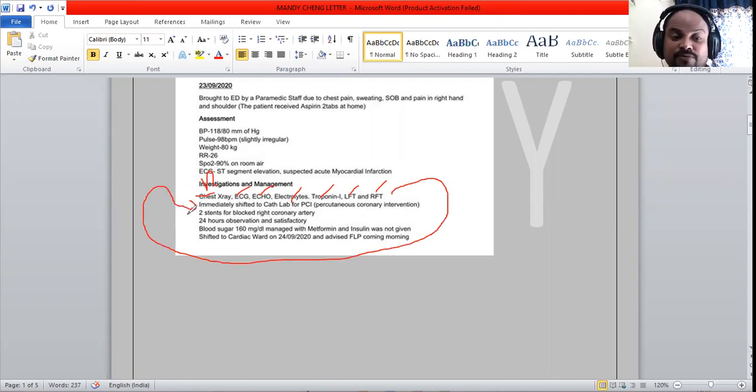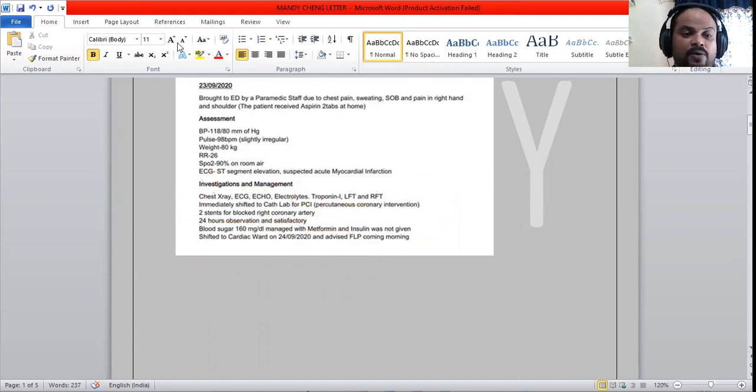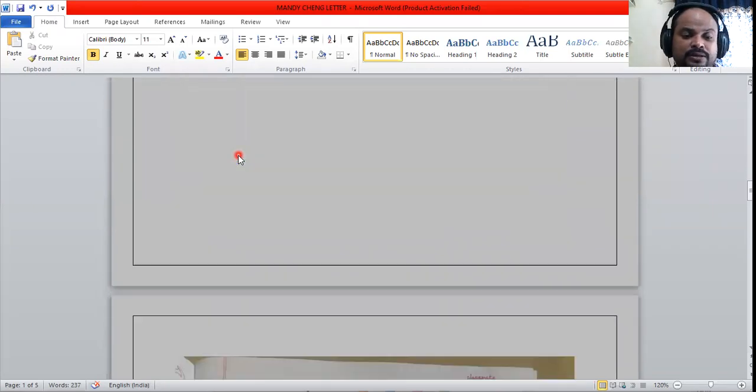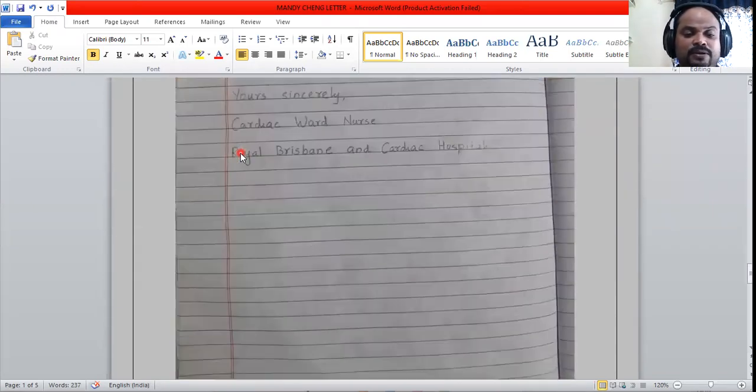And immediately she was shifted to the cath lab, and there we placed 2 stents. Then she was there for 24 hours. Her condition was satisfactory. Her blood sugar was stabilized. And then on the 24th, she was shifted to the cardiac ward and advised a fasting lipid profile. This is what we can see here. Now I just go back to see the picture here.